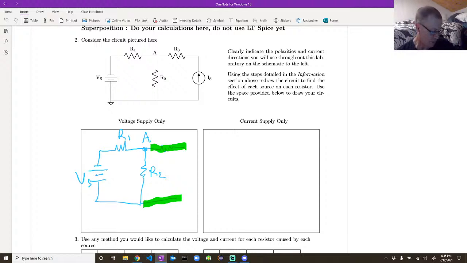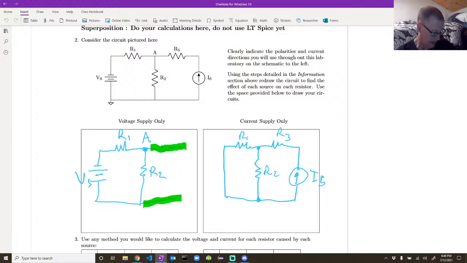Similarly, when we replace Vs with its ideal, because it's a voltage source, we set the voltage of Vs to 0. That effectively means there's no voltage drop from one side of the source to the other. So that means it's the same node. Remember, a node is an area of constant voltage. So that means we replace the voltage source with a wire. So this is what we get. Right, we've got IS, R1, R2, and R3. Okay, so they're the two circuits we have to analyze.